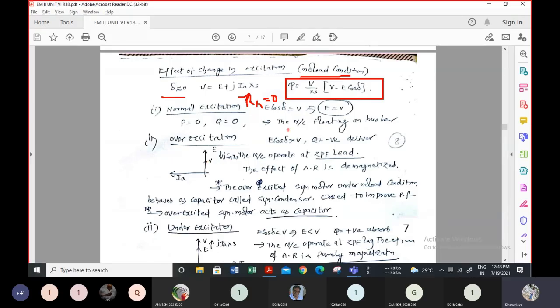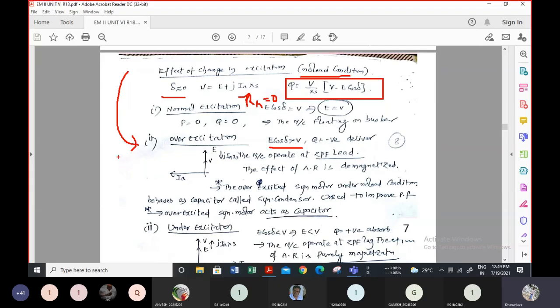Under normal excitation, we discussed that both P equal to 0 and Q equal to 0. We can say that it is floating on the bus bar. In the over excitation case, it is E cos delta minus V. So the same points we discussed are all the same. The only thing is that here it is represented in terms of phasors.